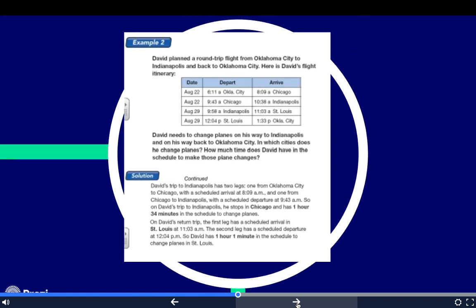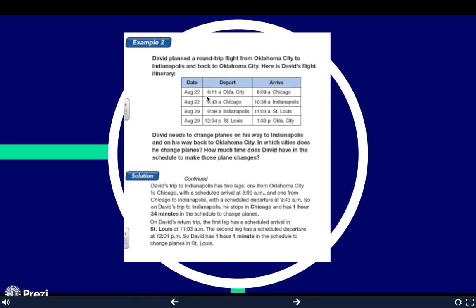Okay, example number 2. David planned a round-trip flight from Oklahoma City to Indianapolis and back to Oklahoma City. Here's David's flight itinerary. So he's going to, on August 22nd, leave Oklahoma City and fly to Chicago, and he'll arrive there at 8:09. And then his flight from Chicago leaves to Indianapolis at 9:43, where he arrives at 10:38 in Indianapolis. And on August 29th, he leaves Indianapolis and arrives at St. Louis. And from St. Louis, he goes back home to Oklahoma City.